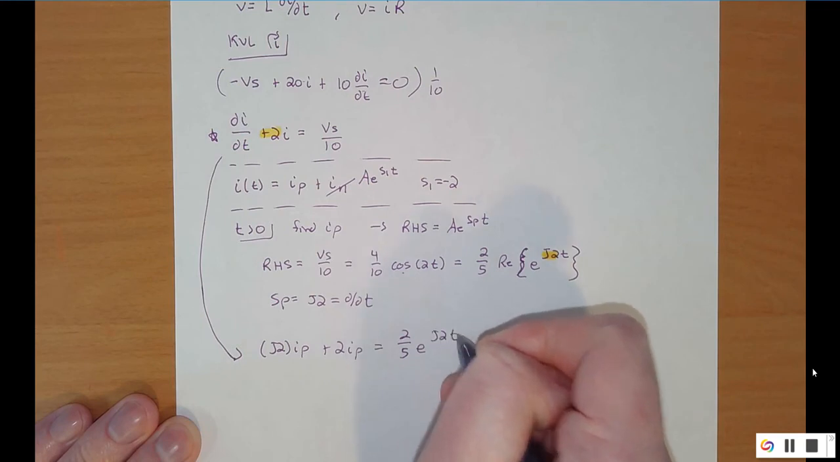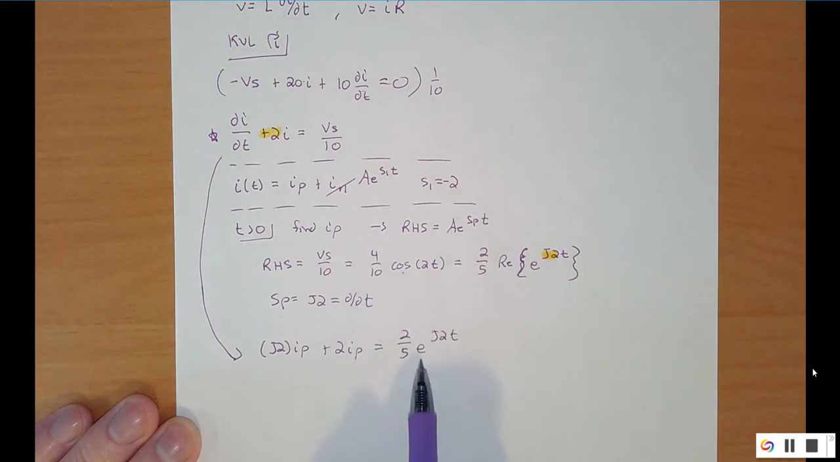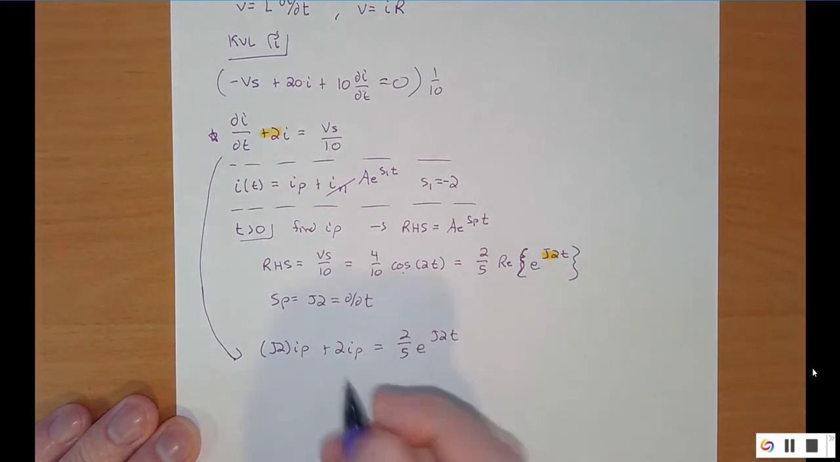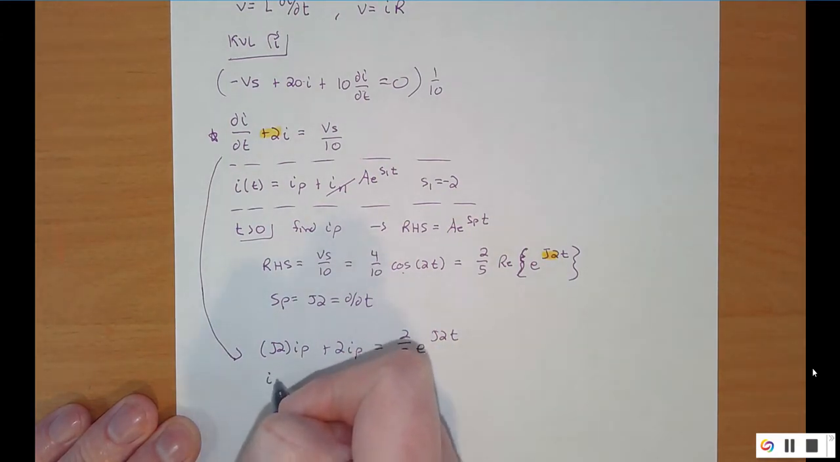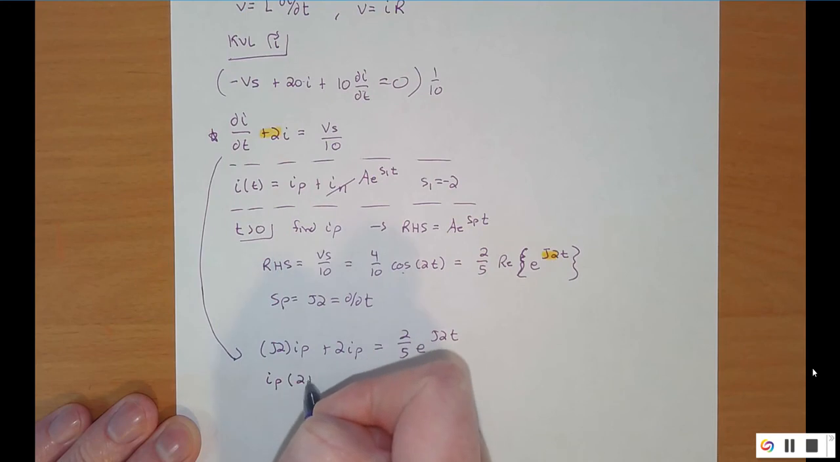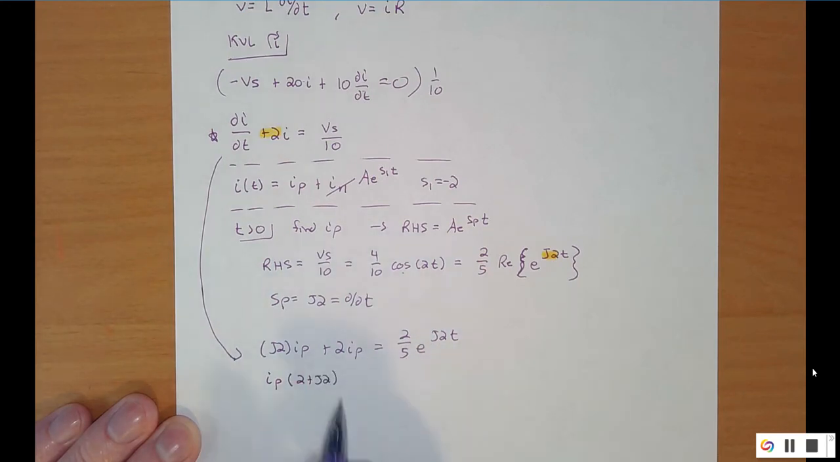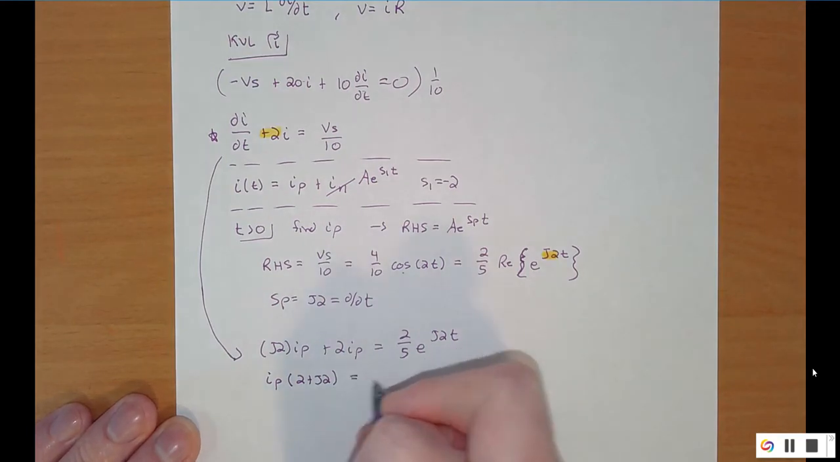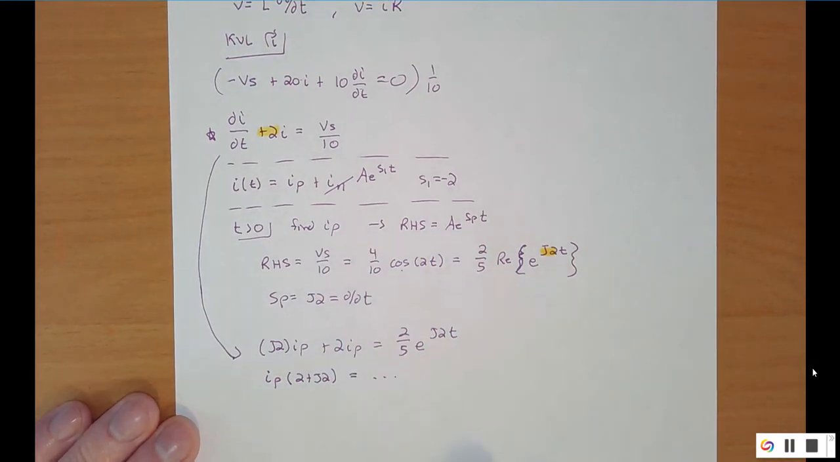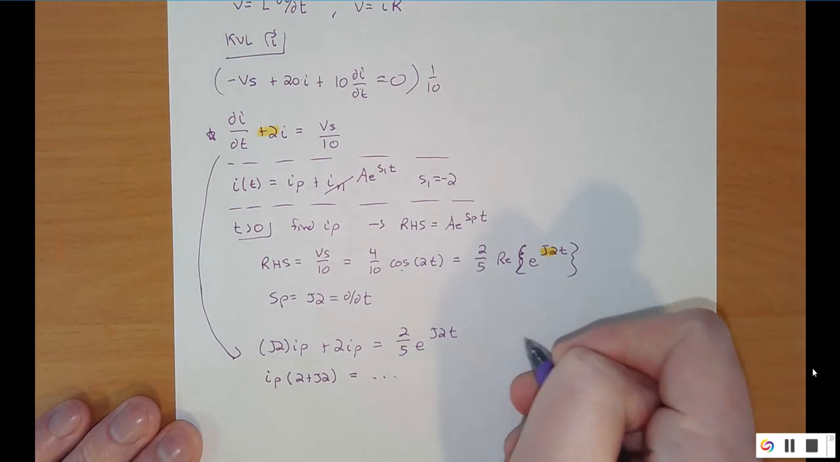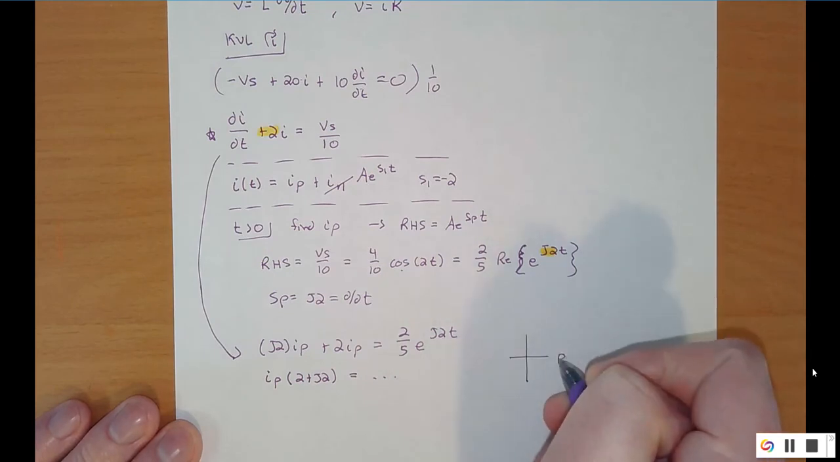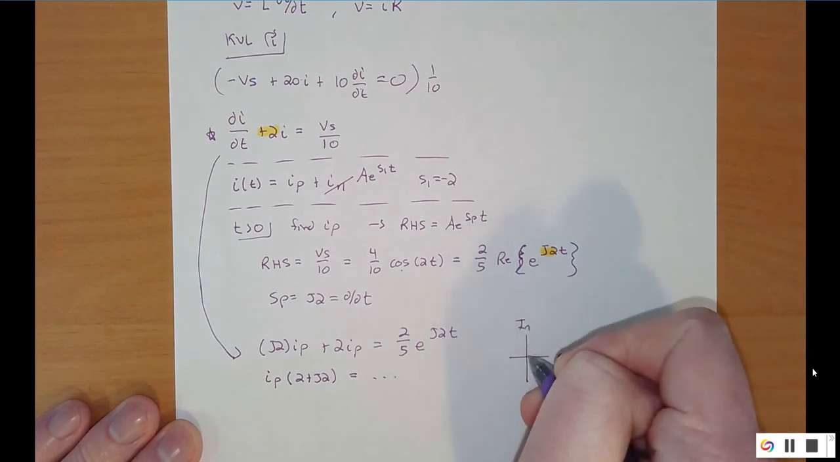So I'm going to make this 2/5 e to the J2t. So there is a real part on here, but I'm going to leave it off just to make the math look a little simpler. Cleaning this up, we get I particular times (2 plus J2). So there's that complex number that I was warning you guys about, equal to the same stuff on the right-hand side. Let's draw our triangle here.